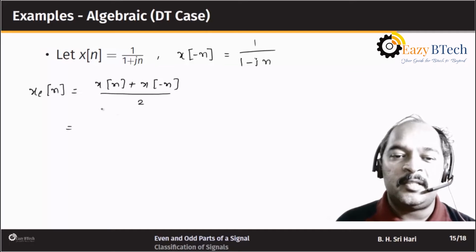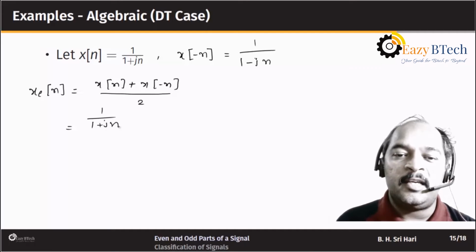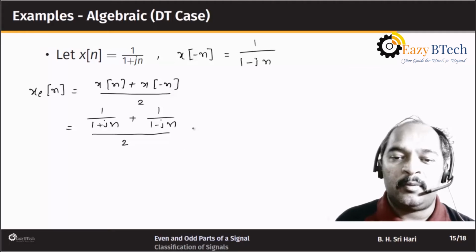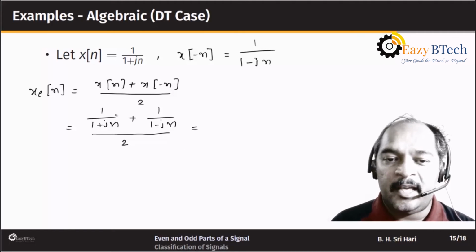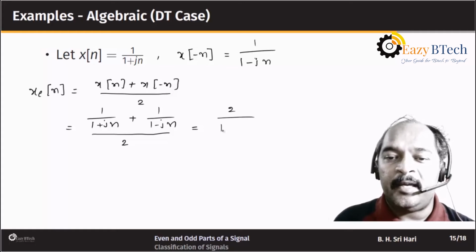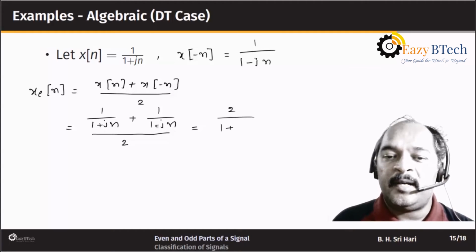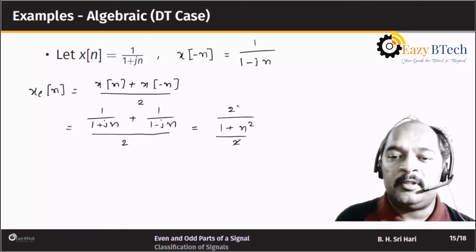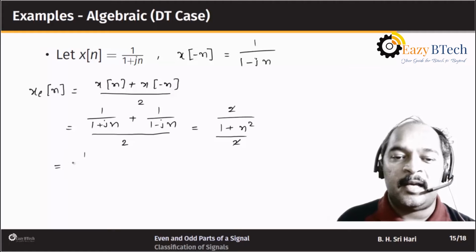So that turns out to be how much? 1 by 1 plus jn plus x of minus n, which would be 1 by 1 minus jn, whole divided by 2. So that simplifies to how much here? If you take the LCM, you can easily see that jn will get cancelled out. So you will get 2 divided by 1 plus jn multiplied with 1 minus jn, which would be 1 plus n square, whole divided by 2. So these two will get cancelled, and finally you get the answer to be 1 by 1 plus n square.